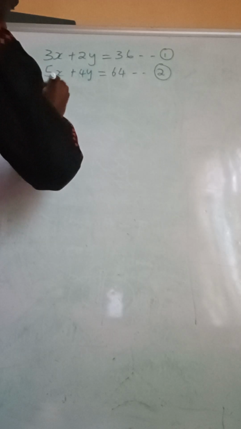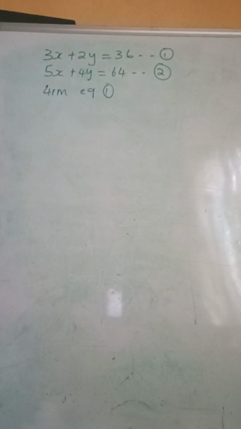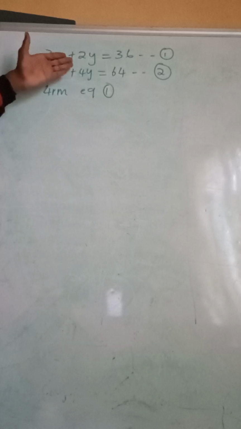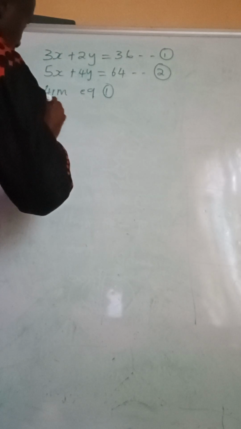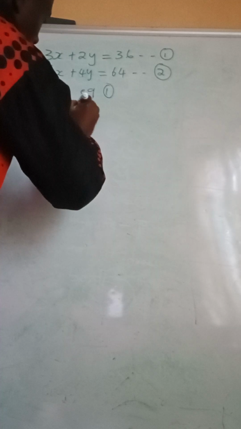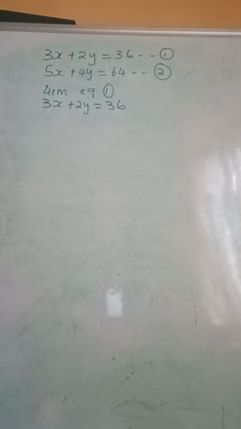So I'm just going to write from equation 1. So now my marker knows that I'm going to start with my equation 1. What is my equation 1? 3x plus 2y is equals to 36. So I'm going to write it as it is. 3x plus 2y is equals to 36.